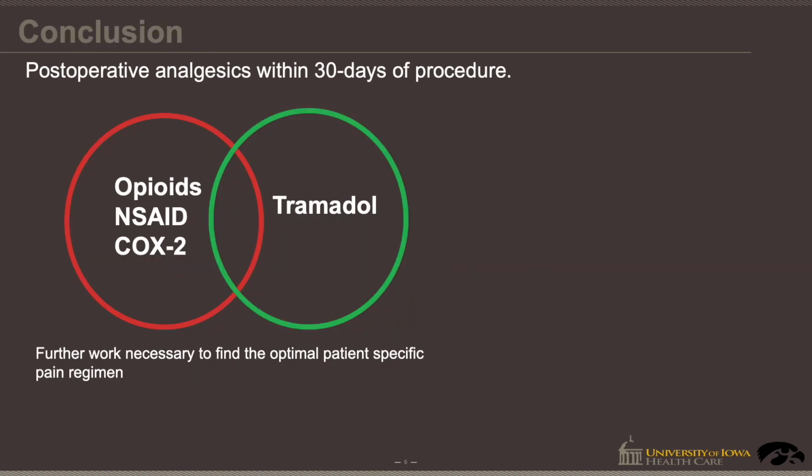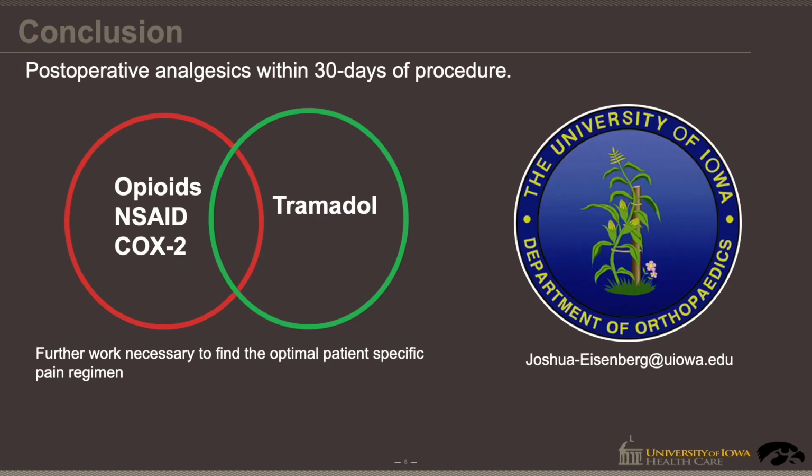Like opioid use, NSAIDs and COX-2 inhibitors prescribed within the 30 day post-op period were associated with increased risk for revision surgery within the first year. Conversely, tramadol was not strongly associated with increased risk of revision surgery, suggesting tramadol may be an effective analgesic with lower risk for complication compared to other modalities. Of course, further work is necessary to find the optimal patient-specific pain regimen. Thank you.